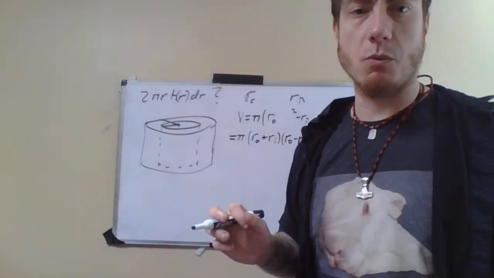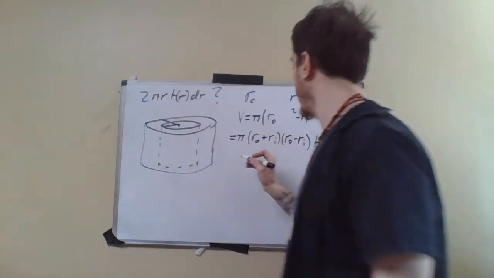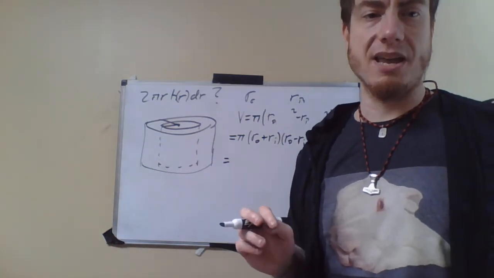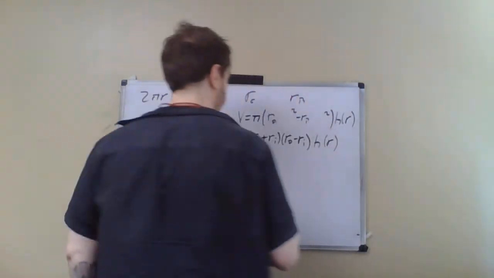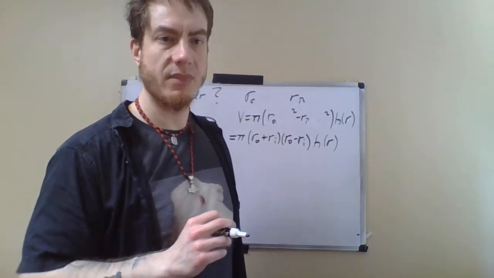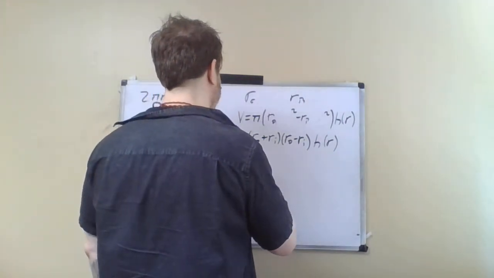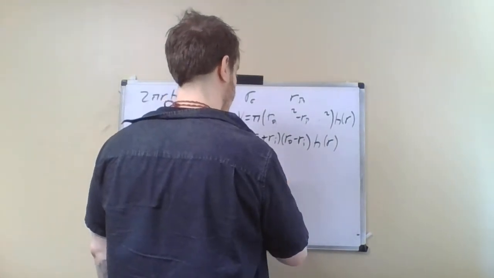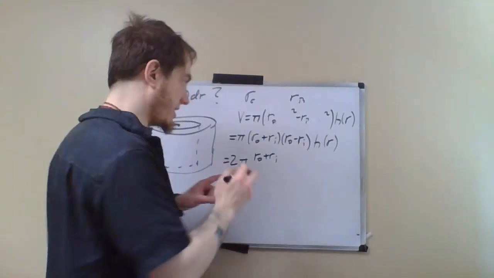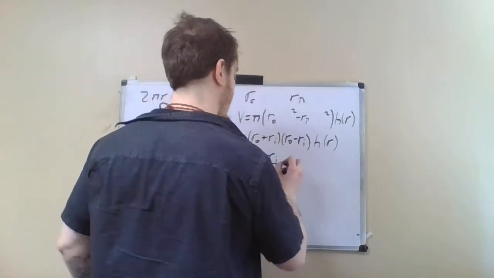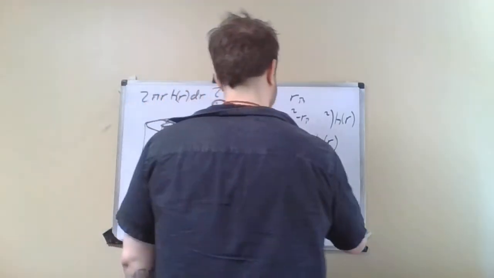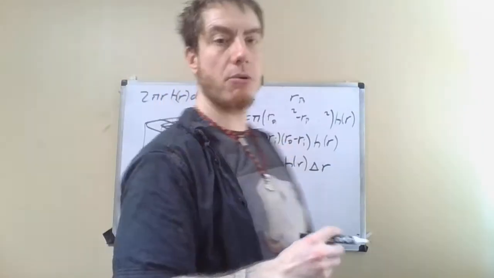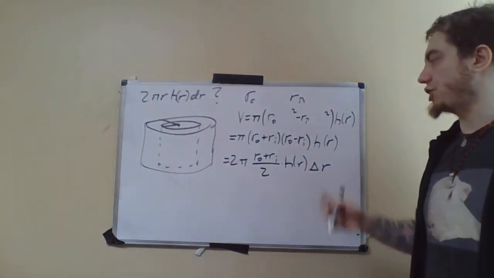At this point, what we can say is this is equal to, and I'm going to write this in kind of a wonky way, 2 pi times RO plus RI divided by 2, because of course I want to cancel out this 2 that I have here, times the height as a function of the radius times delta r, because notice that the outer radius minus the inner radius is just the change in r.